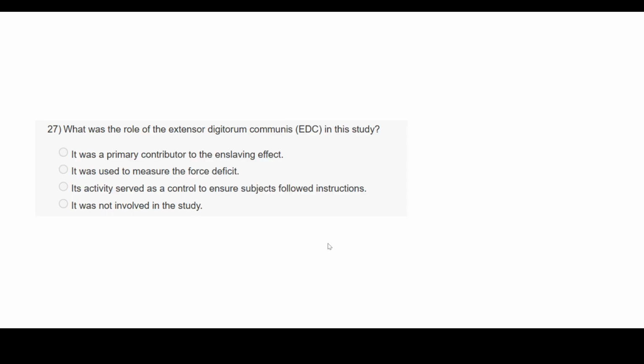What is the role of the EDC, extensor digitorum communis, in this study? It was a primary contributor to enslaving effect. It was used to measure the force deficit. Its activity served as a control to ensure the subjects followed instructions. It was not involved in the study. The answer is C. Its activity served as a control to ensure subjects followed instructions.